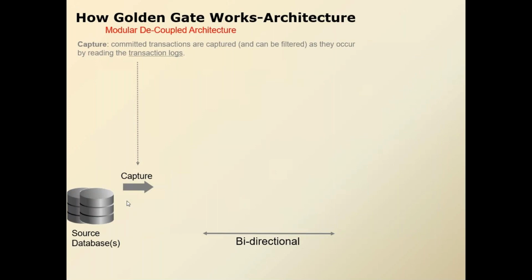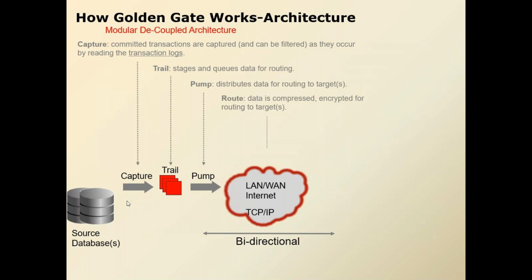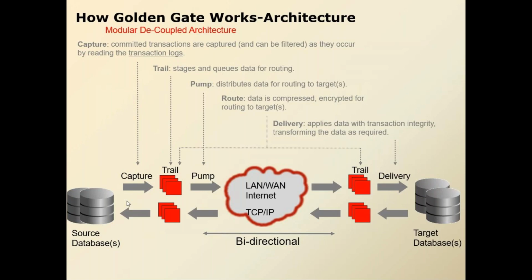So you have the capture process or extract process, capturing the committed transactions and writing data to the trail file on the local machine, which is called local trail. Once the data becomes available in local trail, the GoldenGate data pump process will read the data from local trail, send it over TCP/IP network, and write it to remote trail on target. As soon as data becomes available in remote trail, the GoldenGate Replicat process will read the data from remote trail and apply it to the target database. And in the same way, your bidirectional would work.